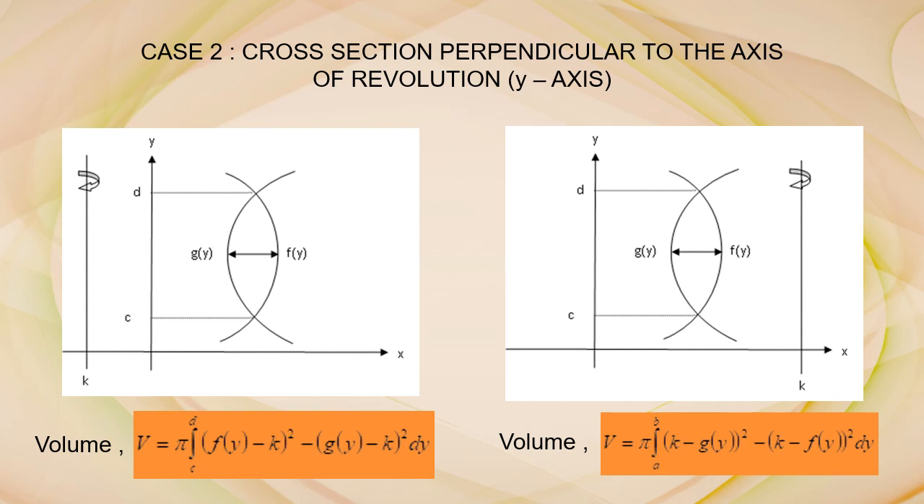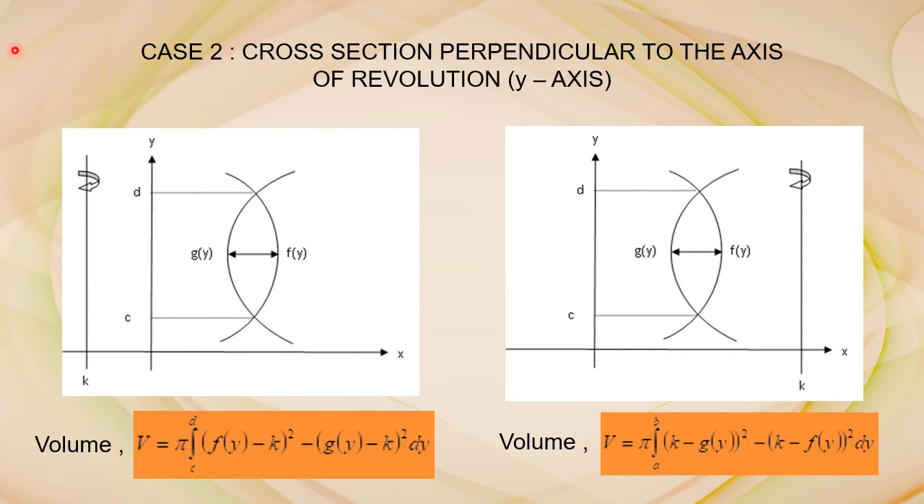Case 2 is cross-section perpendicular to the axis of revolution, meaning the y-axis. If we have the region between two curves f(y) and g(y), and the cross-section is f(y) minus g(y), and we revolve this region about k, 360 degrees, to find the volume of revolution we will use the washer method, where our cross-section is perpendicular to the axis of revolution.